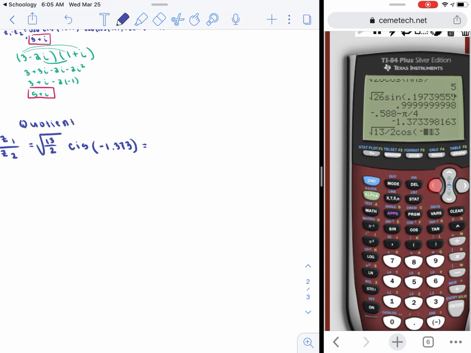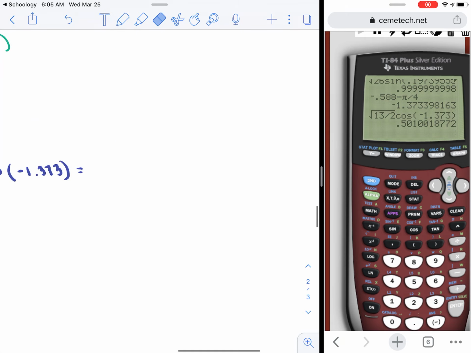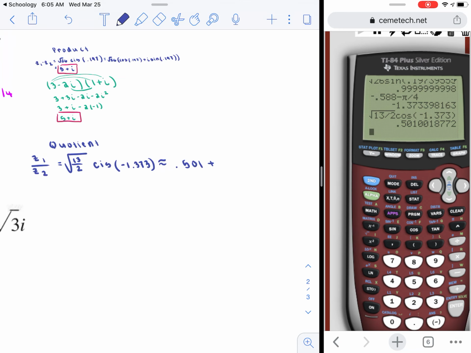Let's try that again. Here we go. And we're getting approximately 0.501 plus, and then do that same thing again.